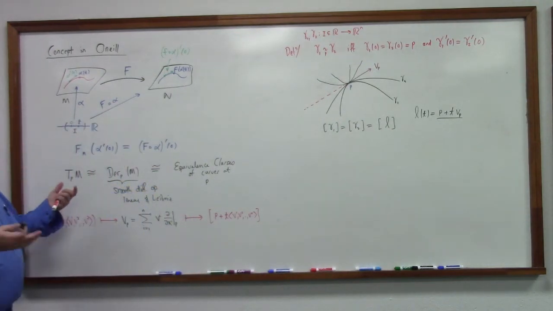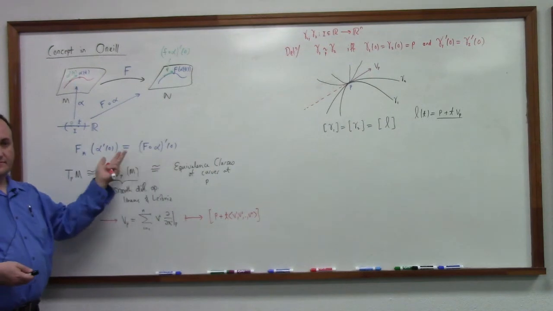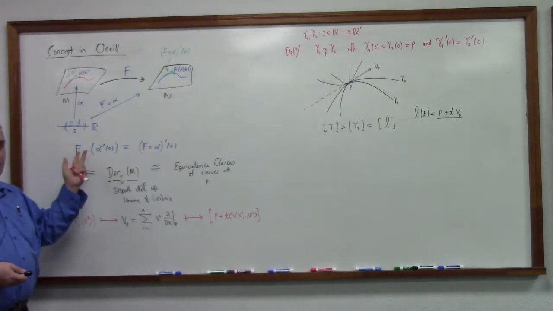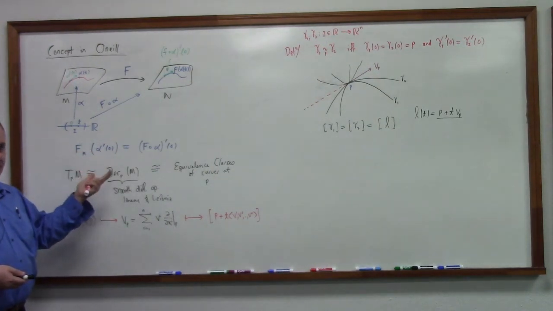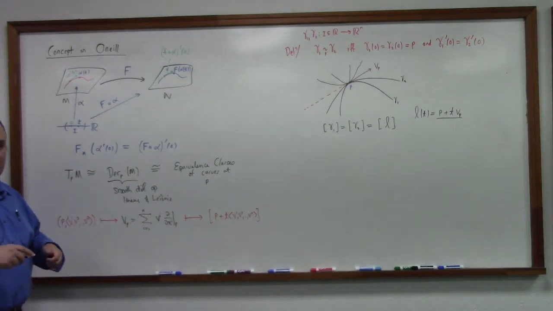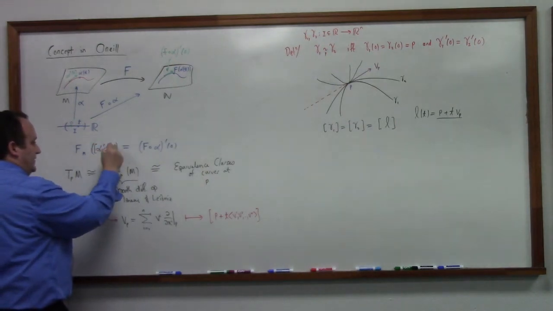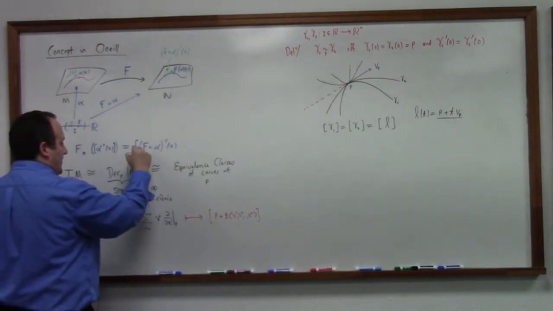But then, of course, there are advantages to the equivalence class of curves viewpoint, namely that the push-forward definition just becomes this. But to be honest, that's not the definition. You have to define it for the equivalence class. So really, the definition is this. You have to put brackets around it like so. And then you have to put brackets around here like so.